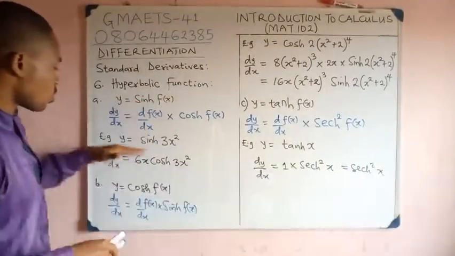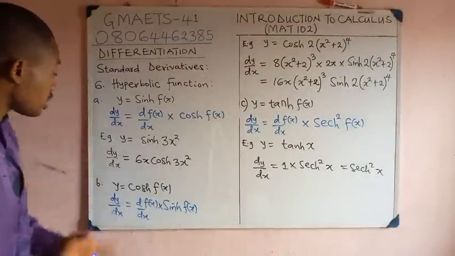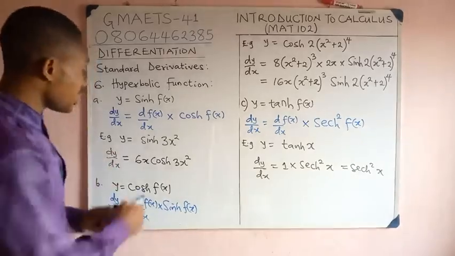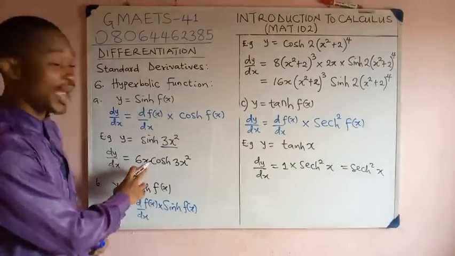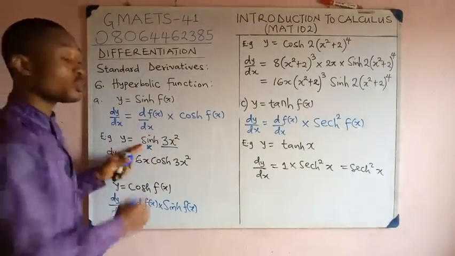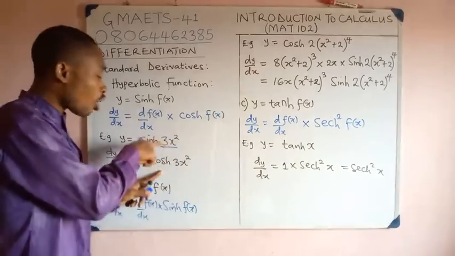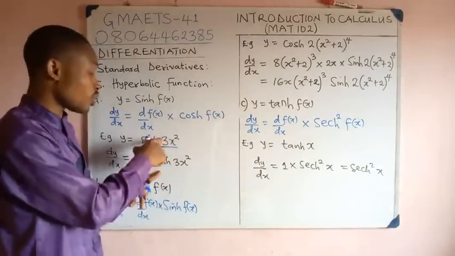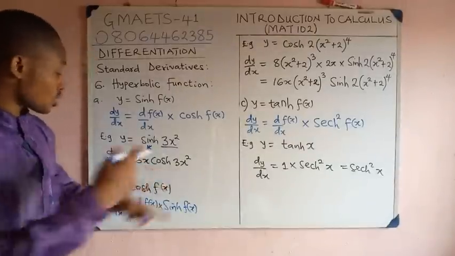Now let us look at the question here. We have y equal to sinh 3x squared, and you are to obtain dy dx. So we're going to identify our minor function and differentiate it. It is 3x squared. If you differentiate that, you're going to get 6x. And then differentiate the major function, which is sinh. If you differentiate that, you're going to get cosh of the minor function. So that's cosh of what is inside the original function given here. So this is 6x cosh 3x squared as our result.